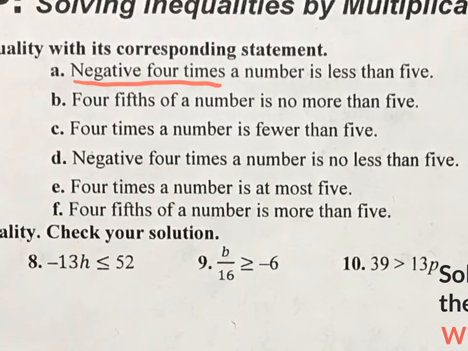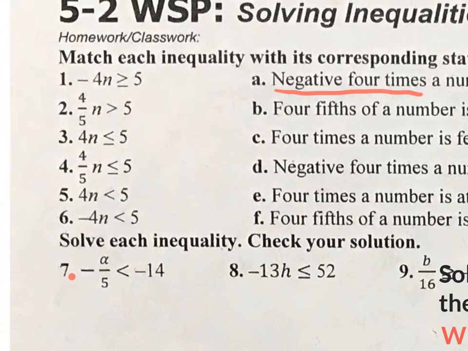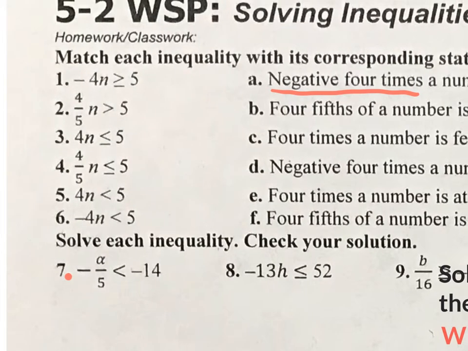Now, whenever we see the word is, we know that that's like an equal, but when it says is less than, we know it's not an equal sign. It's actually this symbol, right? Is less than 5. Okay, so -4 times a number is less than 5. That would have to be this one. It cannot be this one, because this one would be is less than or equal to 5. So A belongs to 6, right? So 6 is A.